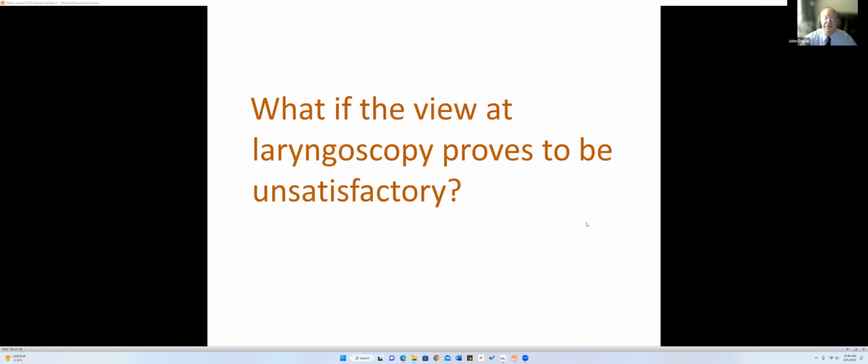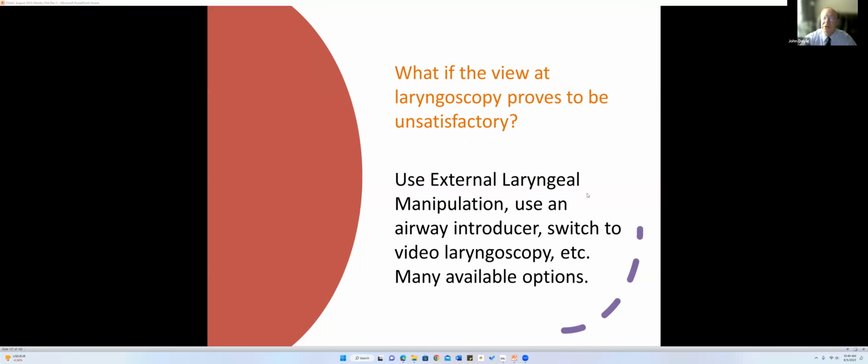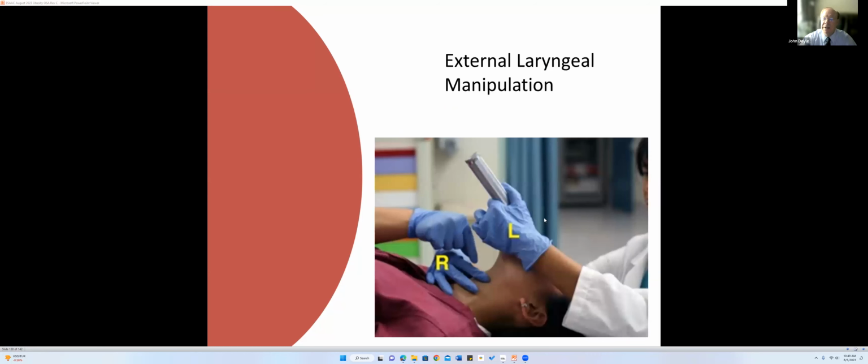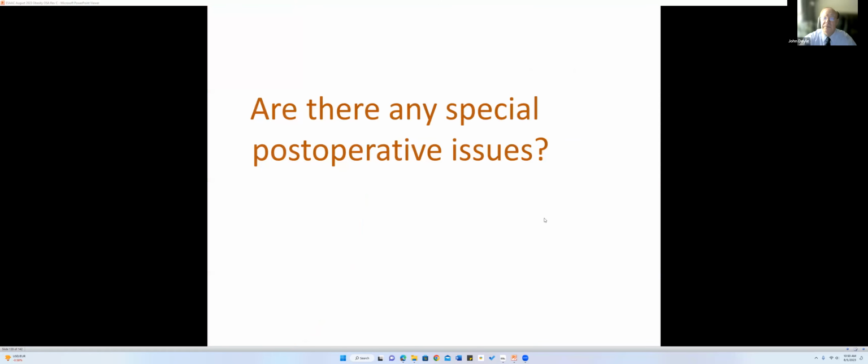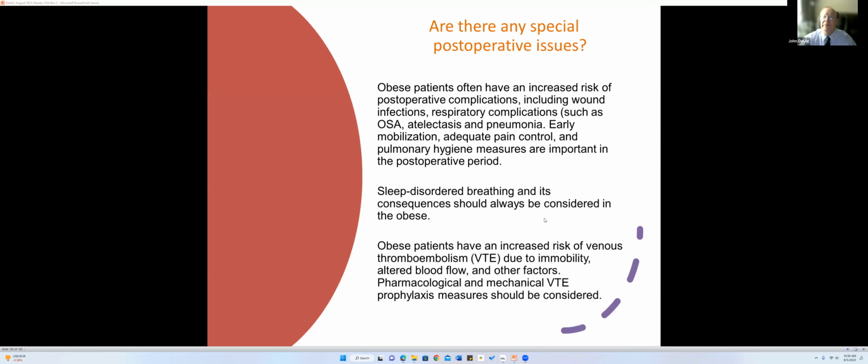And if the view at laryngoscopy proves to be unsatisfactory, what would you do? You can use external laryngeal manipulation, use of an airway introducer, switch to video laryngoscopy, or start out with video laryngoscopy. Many available options. In case of external laryngeal manipulation, the left hand holds the laryngoscope, and the right hand adjusts the position with external laryngeal manipulation. And then when the appropriate position is established, the assistant shown on the left will go and maintain that position for intubation. Any special perioperative, postoperative issues?